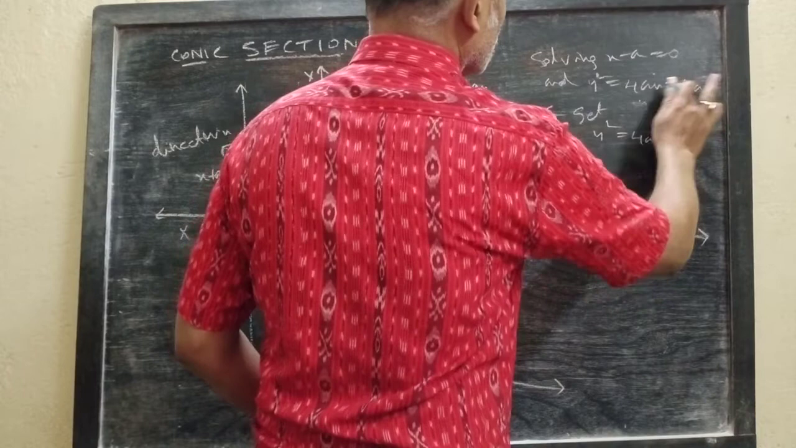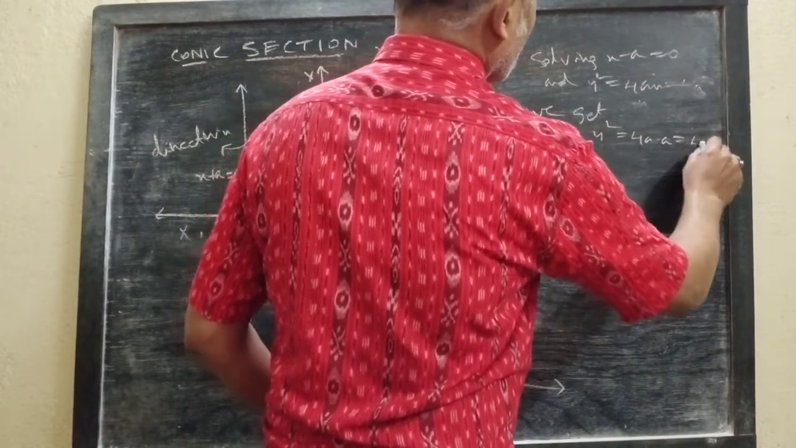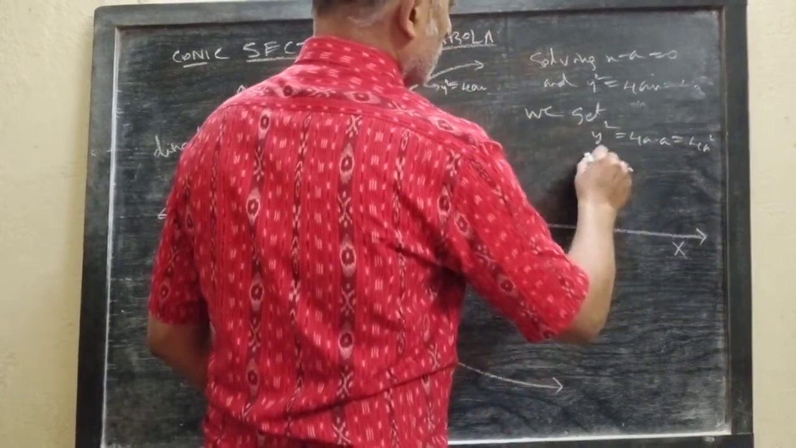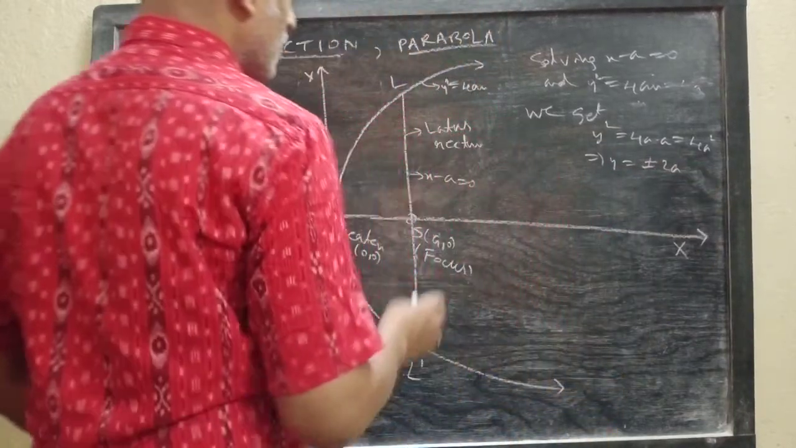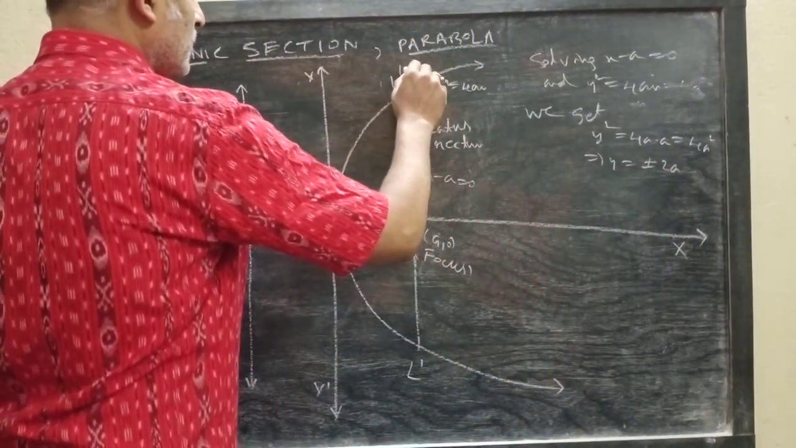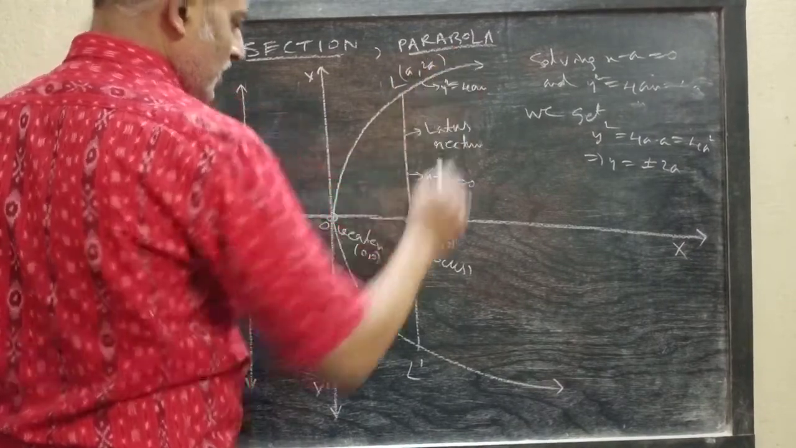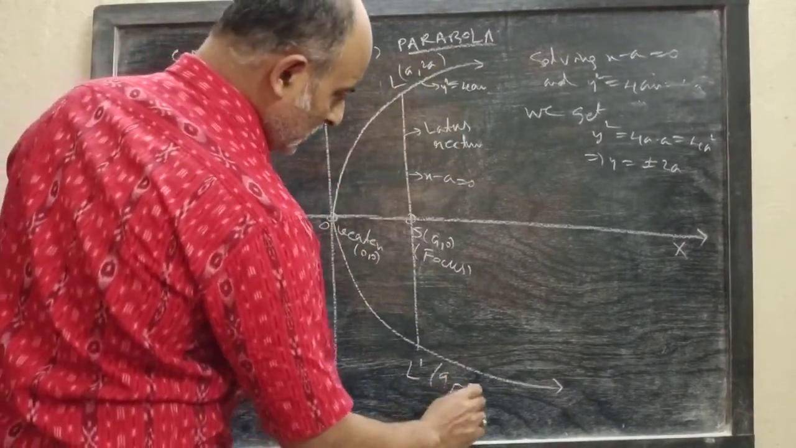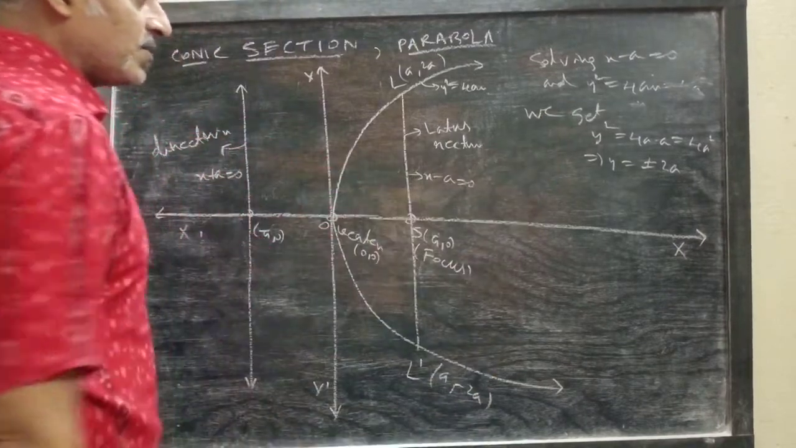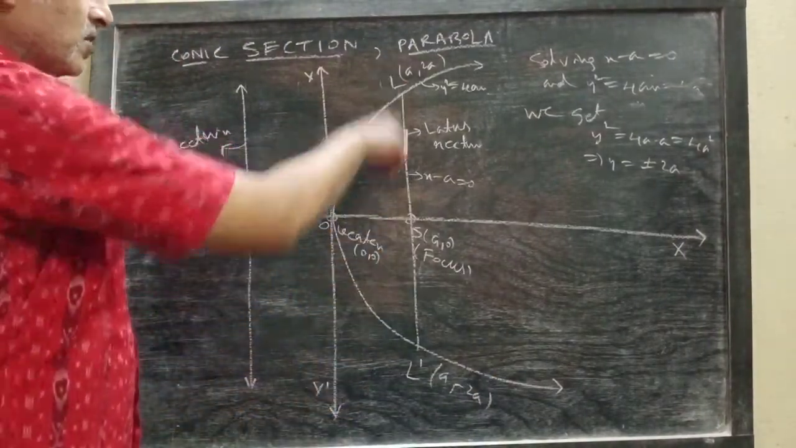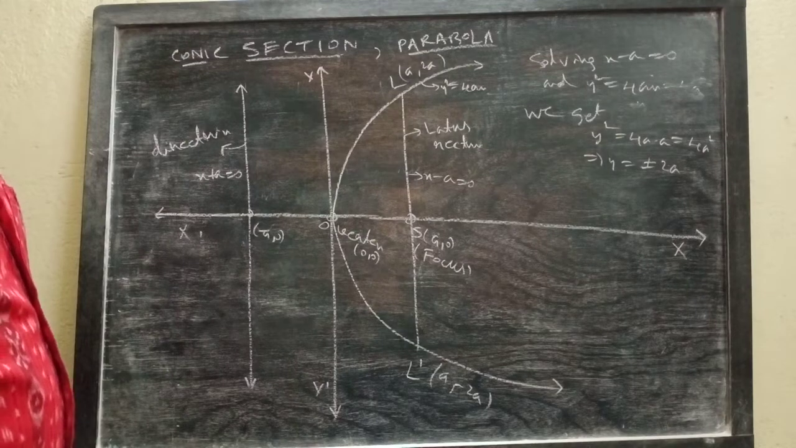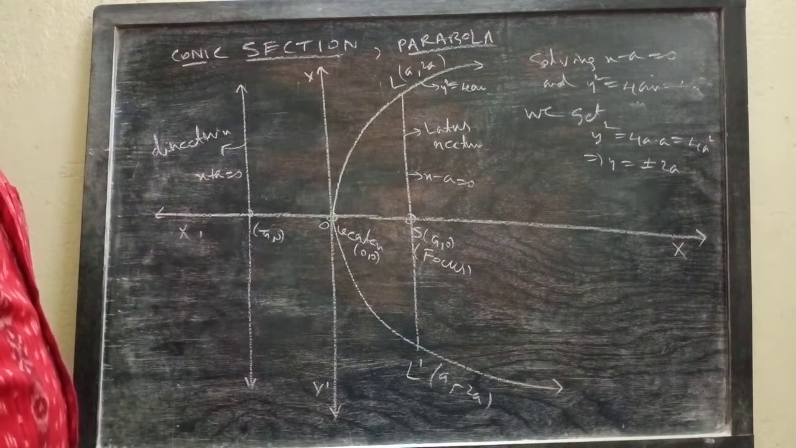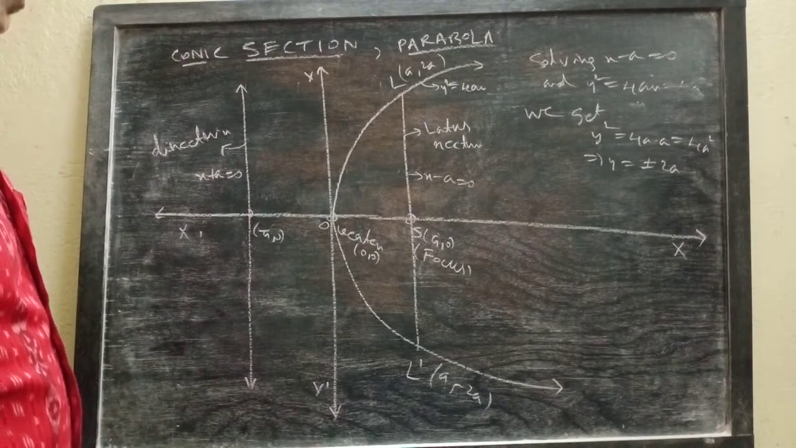Which gives us y equals plus minus 2a. So the coordinate of L will be (a, 2a) and L dash will be (a, minus 2a), because y is plus minus 2a when x equals a. So these are the two points of intersection of the parabola with the latus rectum.